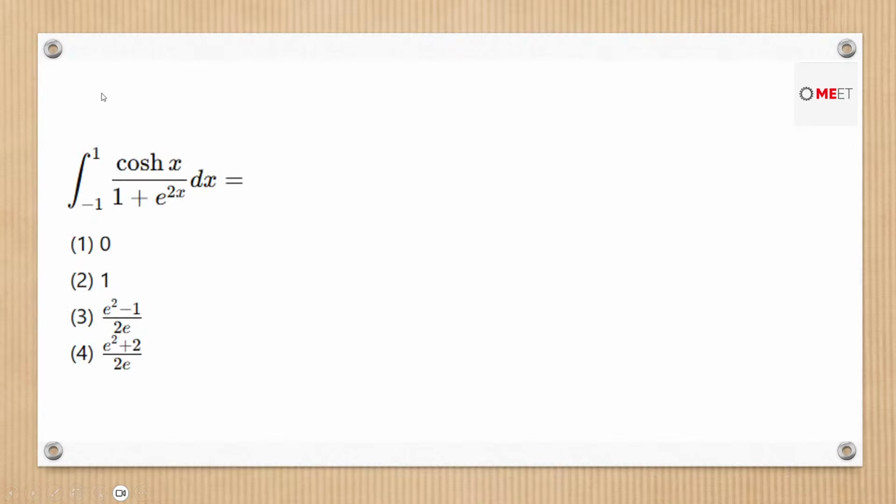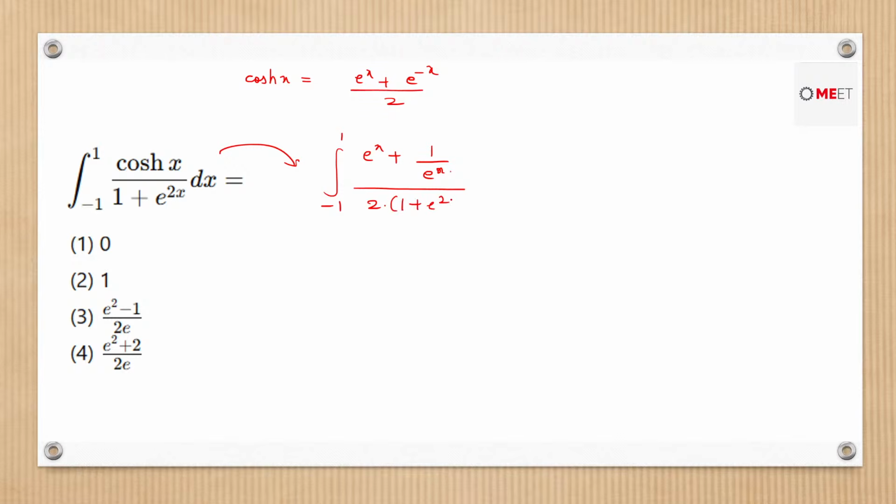Now moving to next question. This consists of a hyperbolic function. So cos hyperbolic x can be written as e power x plus e power minus x by 2. Okay, so we can write this as integral from -1 to +1 of e power x plus 1 by e power x, divided by 2, into 1 plus e power 2x, into dx.